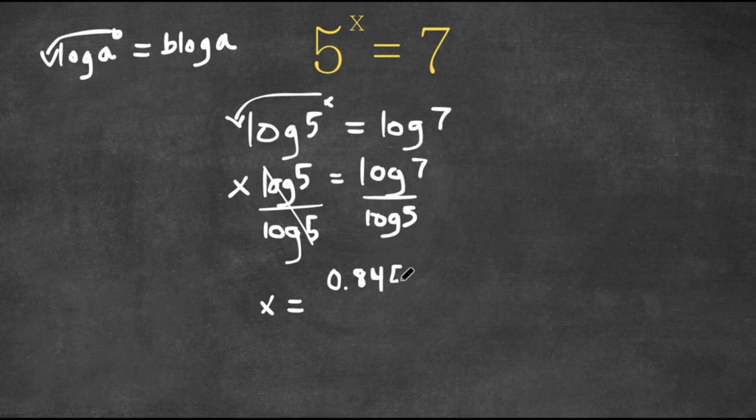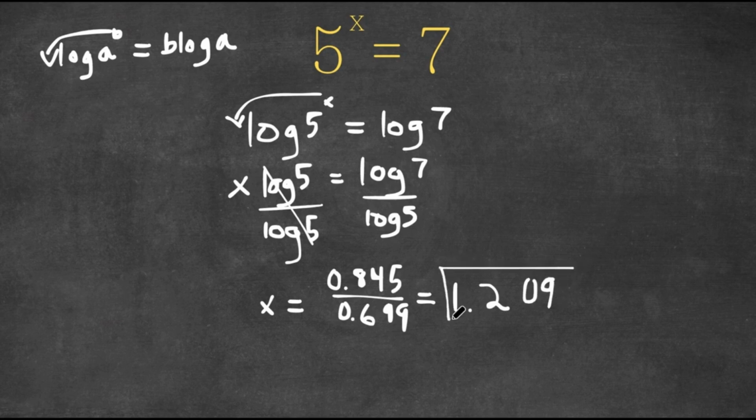divided by log 5. Log 7 is approximately 0.845, and log 5 is approximately equal to 0.699. So now the answer for this, x would approximately equal 1.209. So this is our answer.